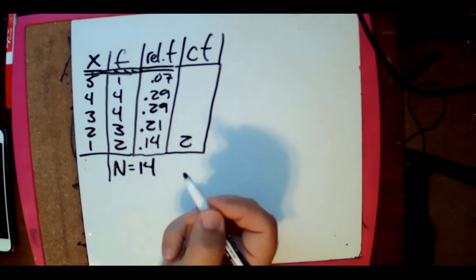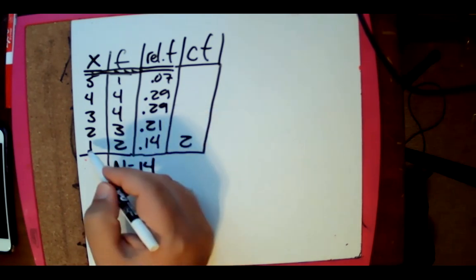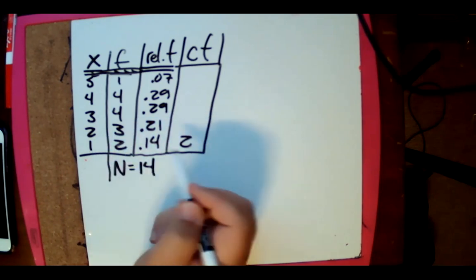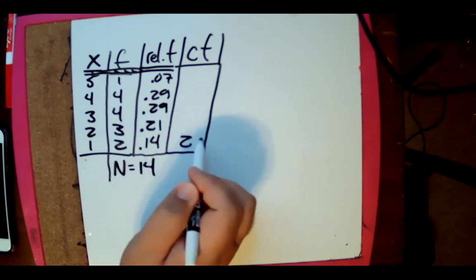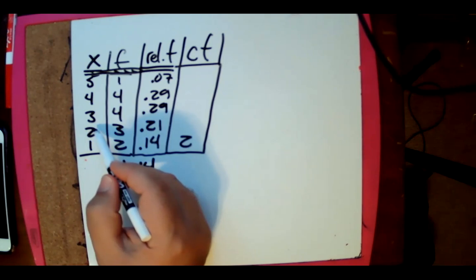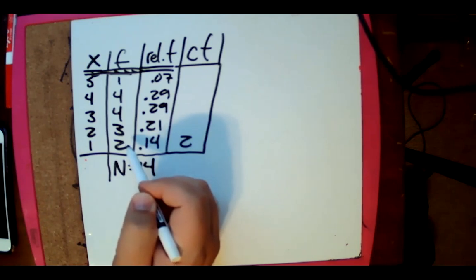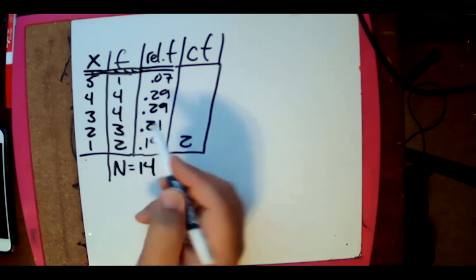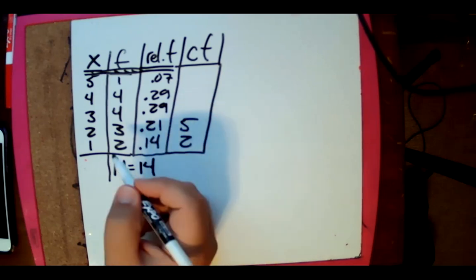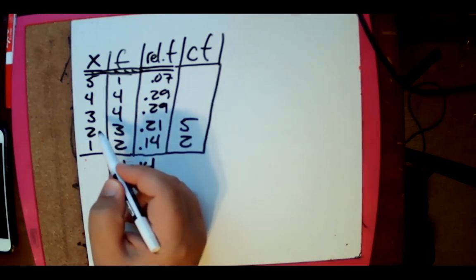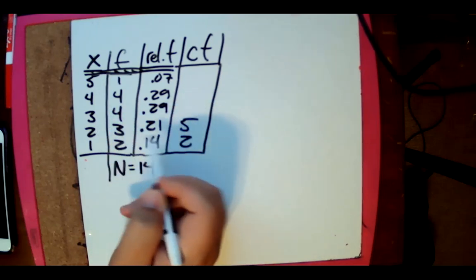Because there are 2 ones. And there's nothing lower than a 1, so we can stop there, right? How many scores are a 1 or lower? 2 of them. So we matched, 2 and 2. Now if we ask how many scores are a 2 or lower, there's 3 2s and there's 2 1s, so that's 5. 3 and 2 is 5. So a total of 5 scores that are a 2 or less. 3 plus 2 equals 5.